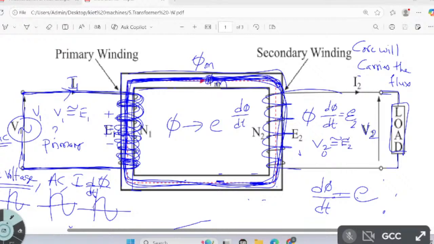Now how am I getting V2? Only because of flux. How is the flux established here? Because of the primary winding. So the EMF induced in the secondary winding is because of the flux, which is established because of the primary winding.